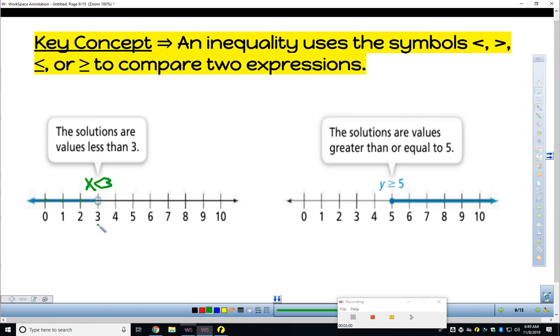Over here, I see solutions of values greater than or equal to 5, right? How old are you? Well, I'm at least 5 years old. So I might be 6, I might be 8, I might be 10. This arrow suggests that this is going to continue, right? I might be 50, way out here somewhere off the screen.